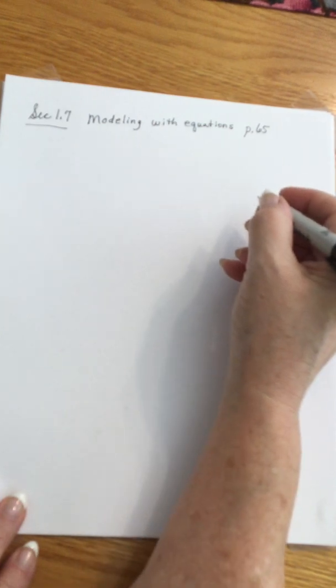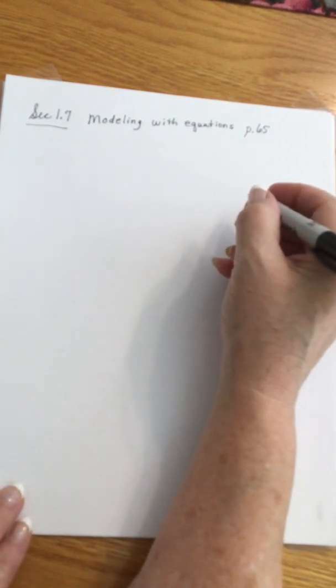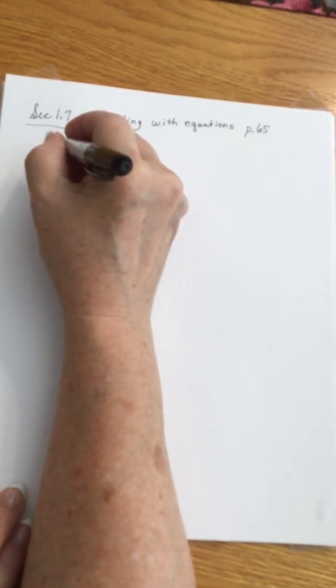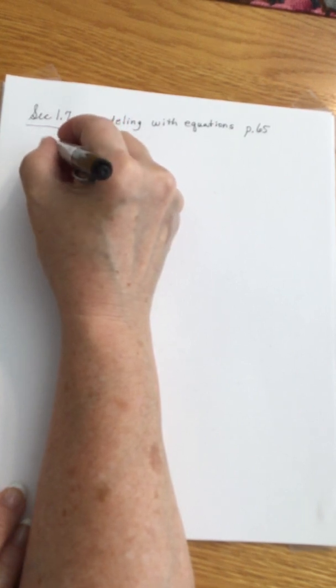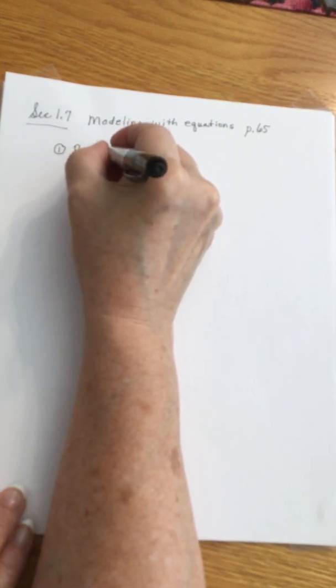So we're going to give some general steps. You might make your own steps, but in this case we're going to look at 6 different steps for modeling an application problem. Sometimes you may have heard it called a story problem. So step number 1 is to read the entire problem.